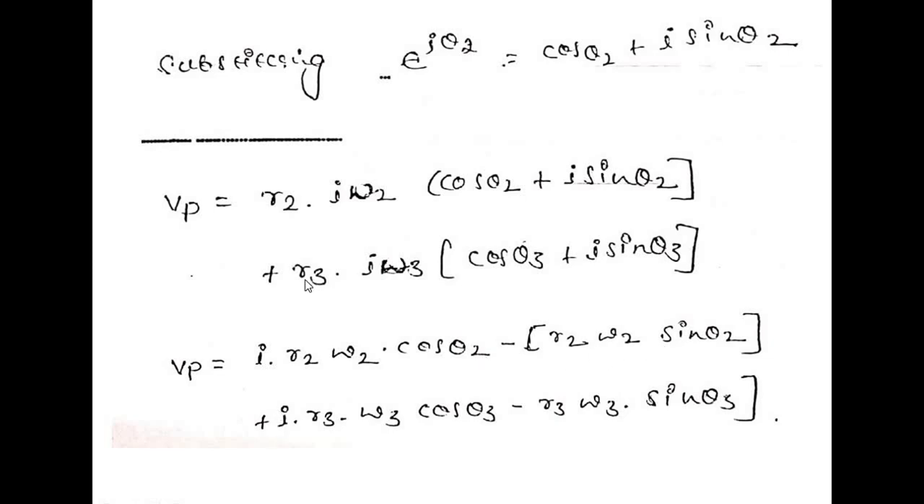Similarly, you expand R3 I: we get I R3 omega 3 into cos theta 3. This I and this I, if you multiply, you get I square, which becomes a minus sign, so you get minus R3 omega 3 sin theta 3. We are just expanding this. Wherever you multiply I into I you get minus 1, so here you get a minus sign, otherwise all the terms are written as they are. So this is the equation.